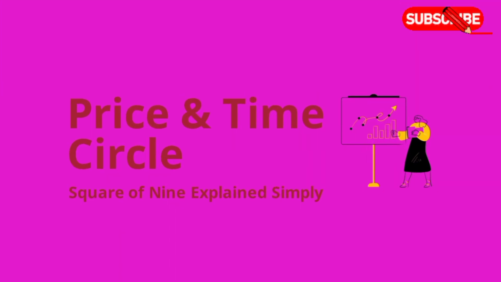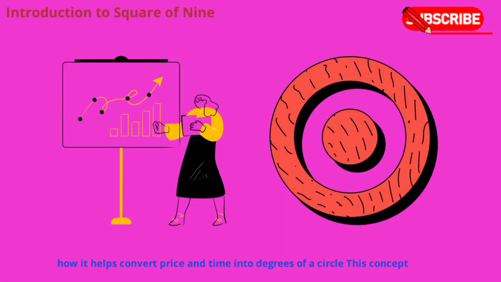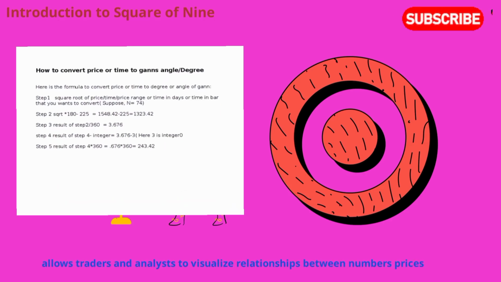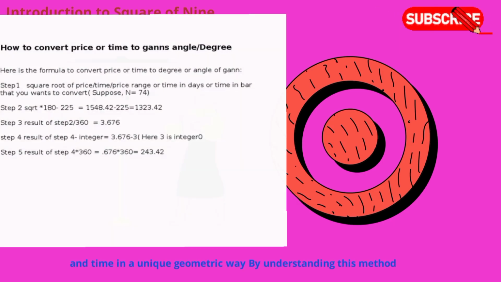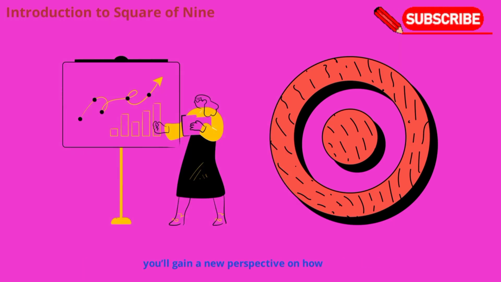Welcome. Today we're diving into the fascinating world of the square of 9 and how it helps convert price and time into degrees of a circle. This concept, rooted in market analysis, allows traders and analysts to visualize relationships between numbers, prices, and time in a unique geometric way. By understanding this method, you'll gain a new perspective on how market movements can be mapped and predicted. Whether you're a seasoned trader or just curious about technical analysis, this journey will make complex ideas accessible and practical. Let's start by exploring the basic framework and why this tool is so powerful.